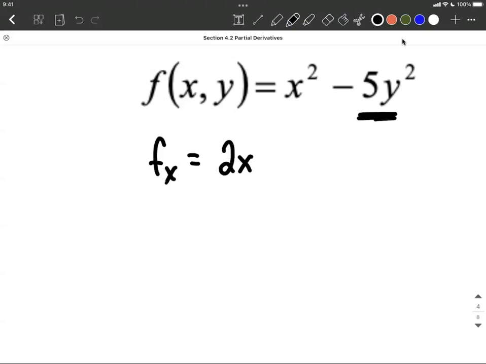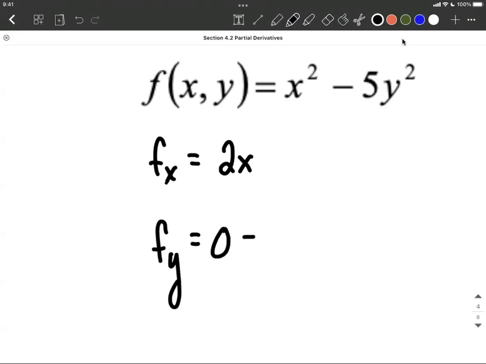I could include a plus 0 at the end if I wanted to, but I'm going to elect to just get rid of that, right? Adding 0 doesn't really affect us. All right, what about the partial derivative with respect to y? Okay, this time around, our first term doesn't have any y's. So when the first term doesn't have any y's, it's treated as a constant. The derivative of a constant is going to be 0. So 0 for that first term.